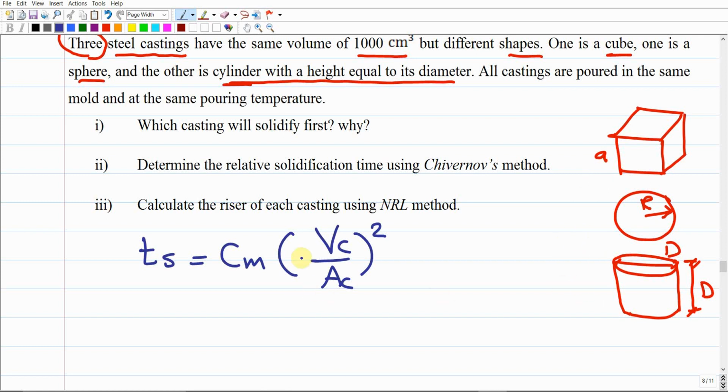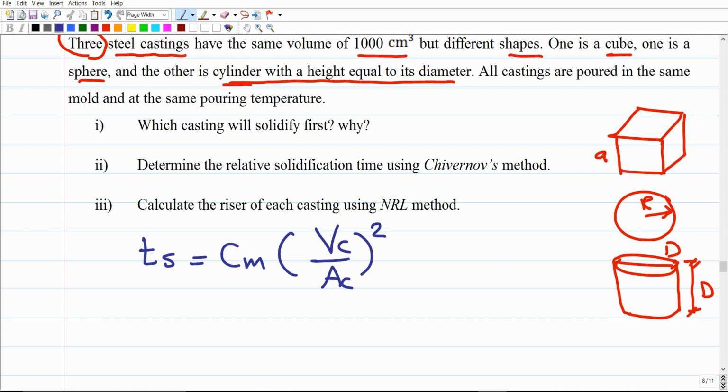So the key idea here, as I mentioned, is that what distinguishes the solidification time of this one to this one to this one is the surface area. The one with a bigger surface area will be exposed to more sand. It means that it's going to cool down faster than the others, so its solidification time is going to be shorter, and this is going to be the first one to solidify.